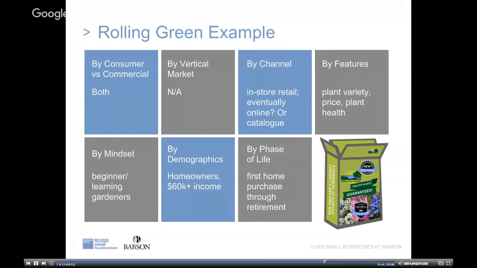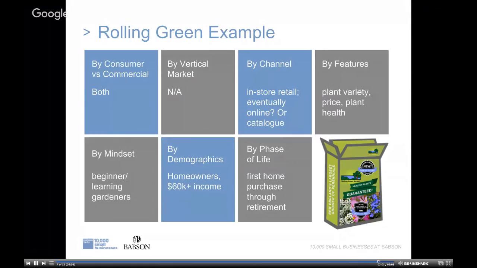They could also segment by phase of life. This is a very common segmentation. For Rolling Green, they could say, well, is this a first home purchase? Is this someone who's renting an apartment? Are these retirees? Are these people who have a growing family, etc.? None of these ways are better or worse than the other.